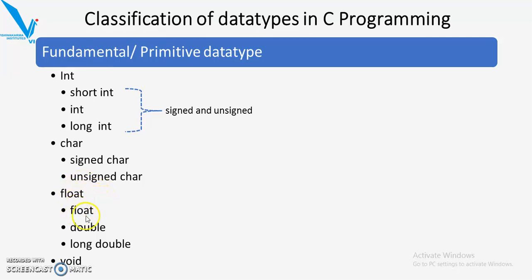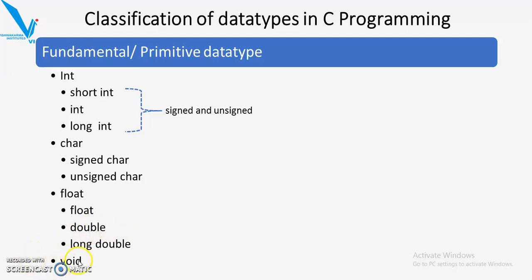In this we have 3 subcategories of float, that is float, double, and long double. This double is basically responsible for storing fractions or digits up to 15 to 16 decimal places. It is usually referred to as a double precision floating point type.